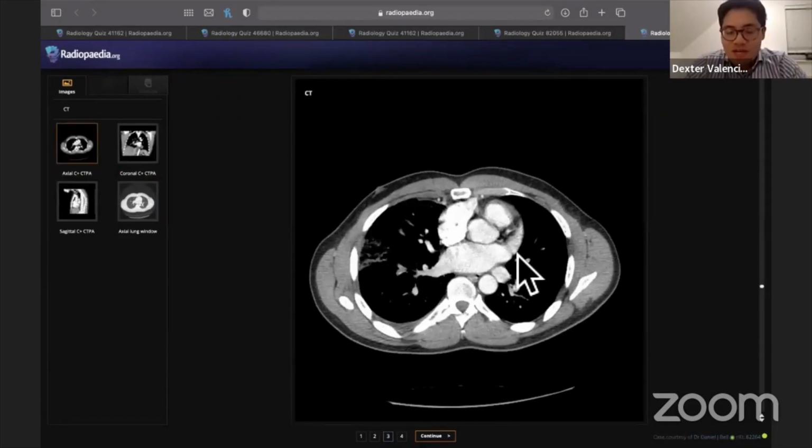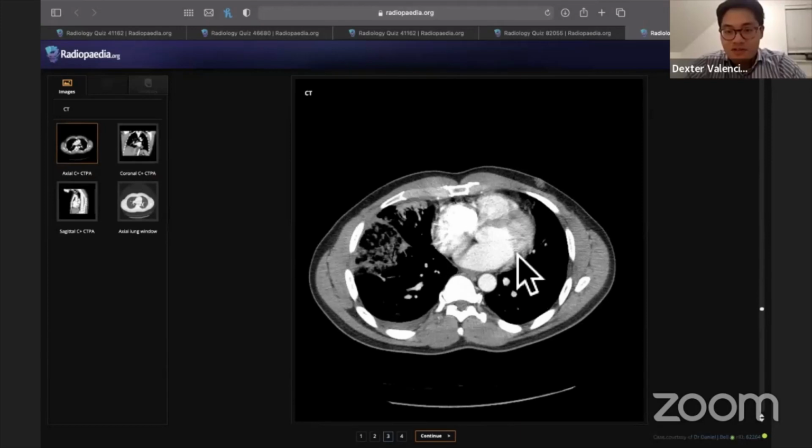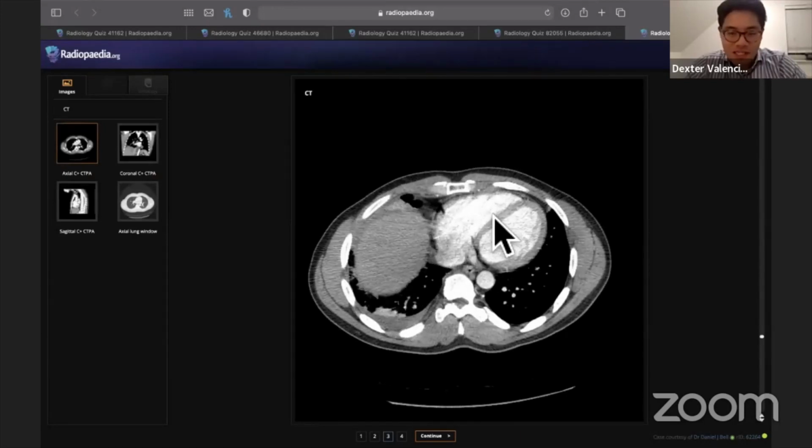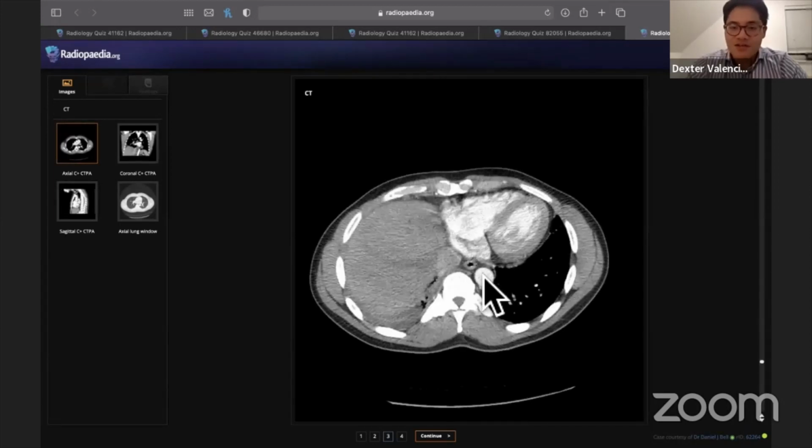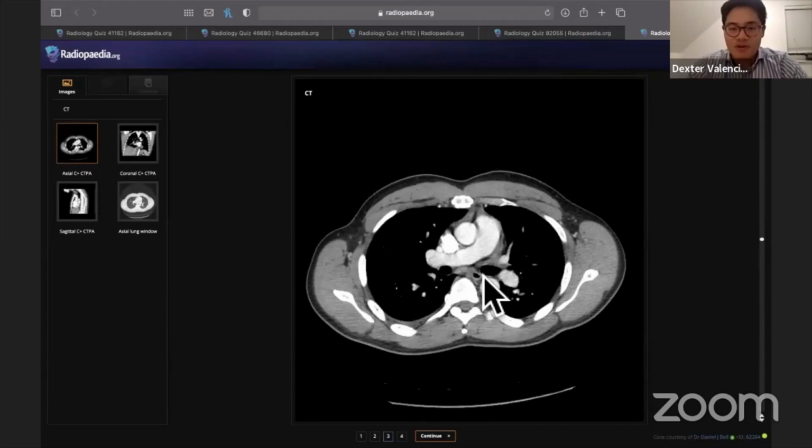Like with all PEs, we want to analyze, is there any right heart strain? This left ventricle actually looks a lot bigger than the right. This doesn't look like it's going towards the left. Some of you might say it's probably a bit straight. I don't think it is. I think it's slightly curved. And also I would measure the pulmonary artery, to make sure that this wasn't enlarged.